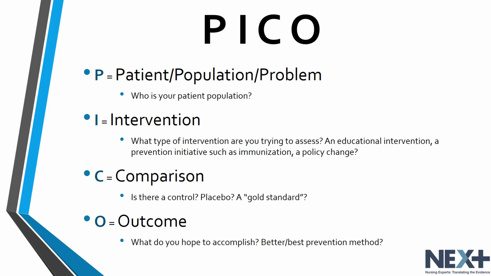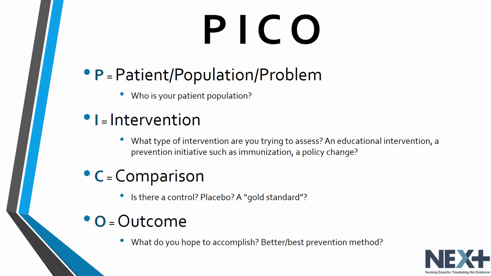I represents intervention. Here you want to address what type of intervention you are trying to assess. Is it an educational intervention? Is it a preventative intervention, such as an immunization? Or is it a policy change? With the intervention, you should try to be as specific as possible.